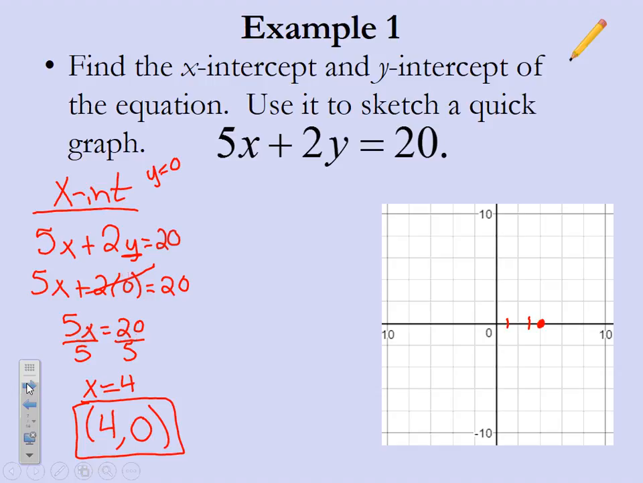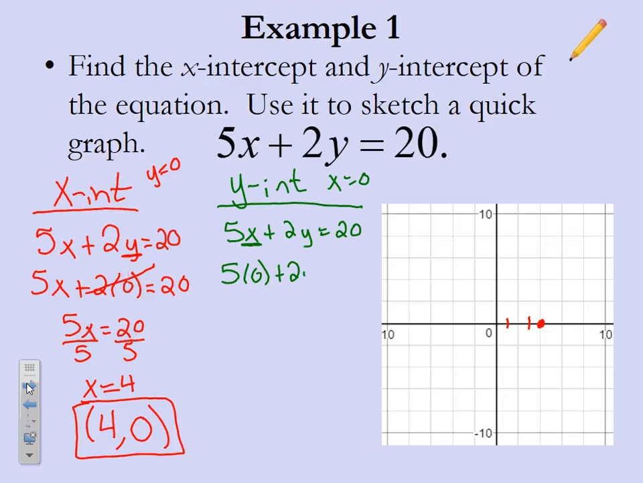Now I'm going to go back and find my y-intercept. So when we're finding our y-intercept, we're going to let x equal 0. So I have 5x plus 2y equals 20. Now I'm plugging in my 0 for x. So 5 times 0 plus 2y equals 20. That's going to cancel, so I get 2y equals 20, divided by 2, y equals 10.